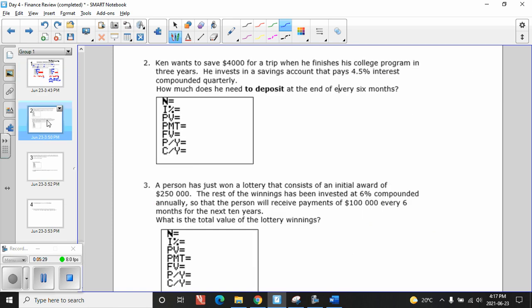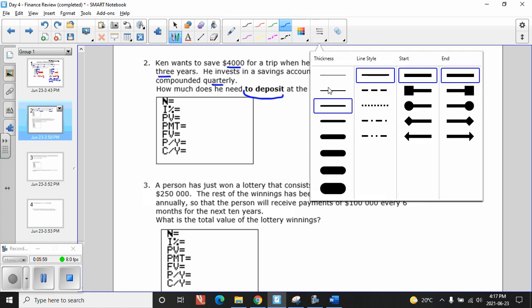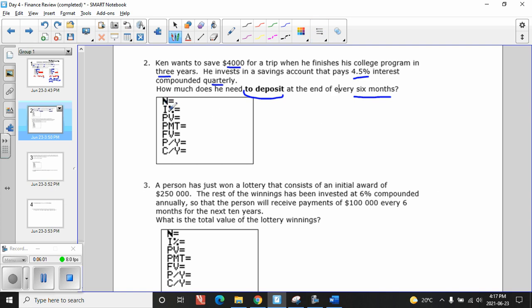Okay, fresh start. We've got a couple of new scenarios. Ken wants to save $4,000 for a trip when he finishes his college program in 3 years. He's going to invest in a savings account that pays 4.5% interest compounded quarterly. How much does he need to deposit at the end of every 6 months? There's so much information packed into this scenario. We just need to be careful to pull it all out and use it in the right places.